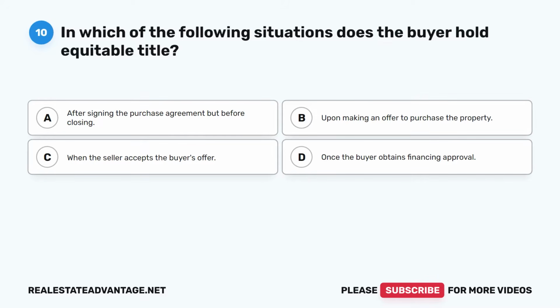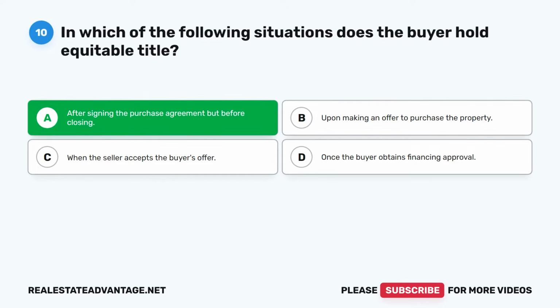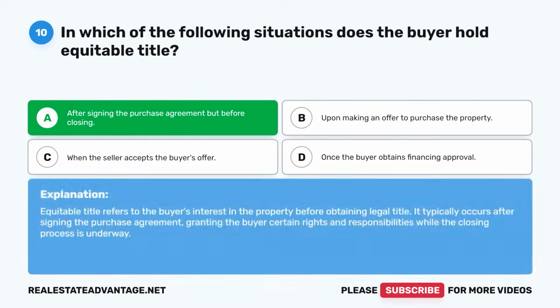A. After signing the purchase agreement but before closing. B. Upon making an offer to purchase the property. C. When the seller accepts the buyer's offer. D. Once the buyer obtains financing approval. The correct answer is A. After signing the purchase agreement but before closing. Equitable title refers to the buyer's interest in the property before obtaining legal title. It typically occurs after signing the purchase agreement, granting the buyer certain rights and responsibilities while the closing process is underway.